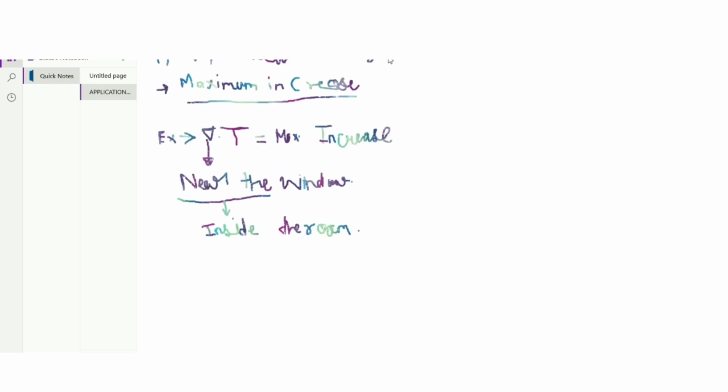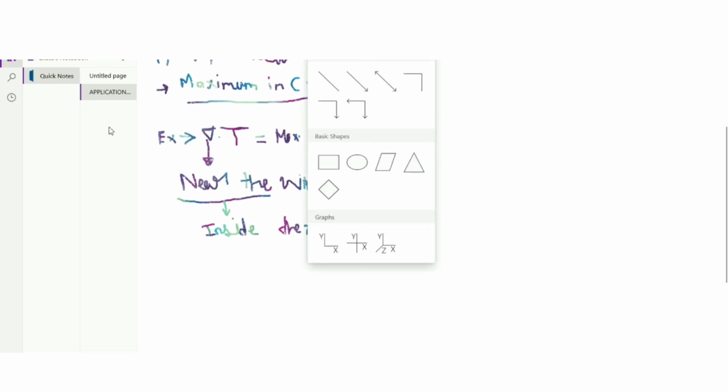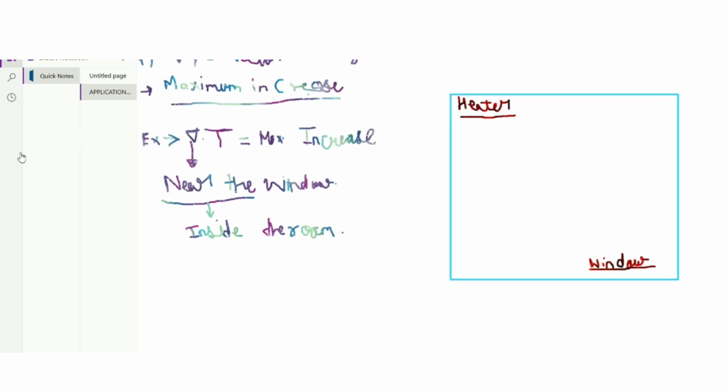Let's explain it with a graphic. Here I have made a graphic where at this corner there is a heater, and at this corner there is a window. When you take the gradient of the temperature at a point very near the window, you find that its direction will be just away from the window.